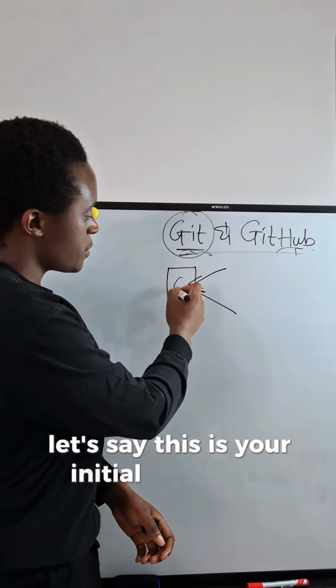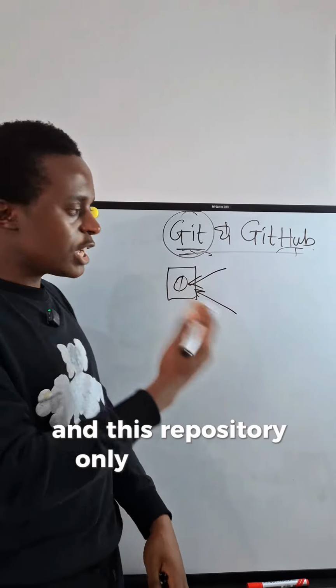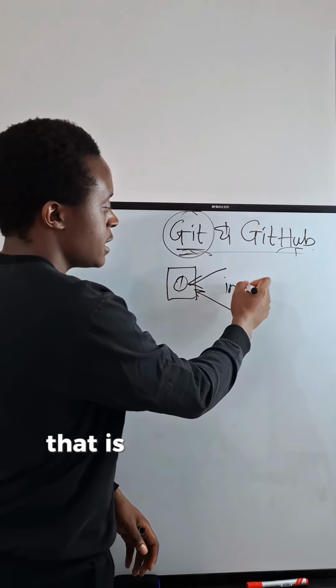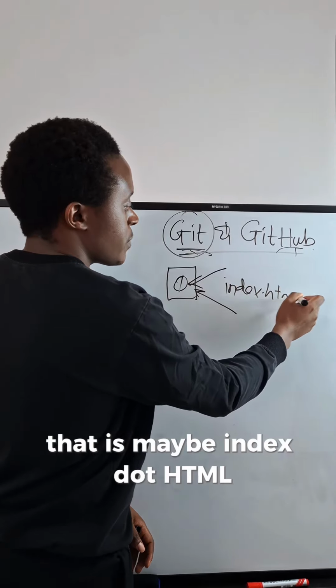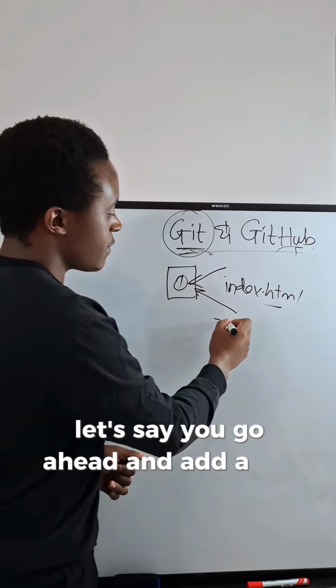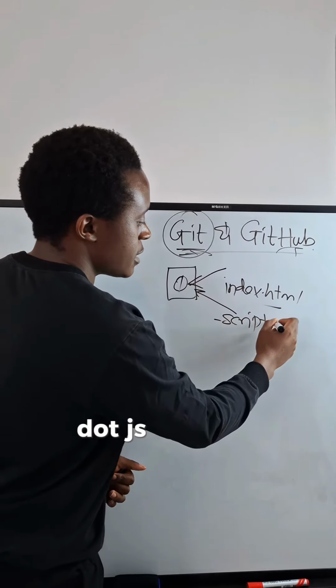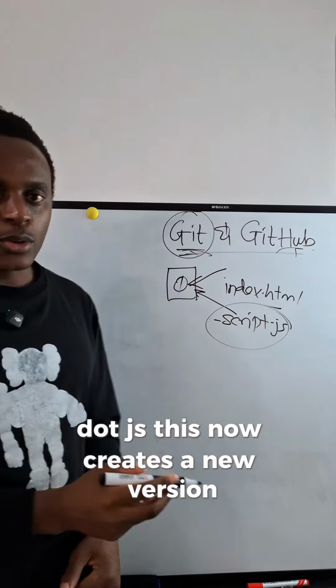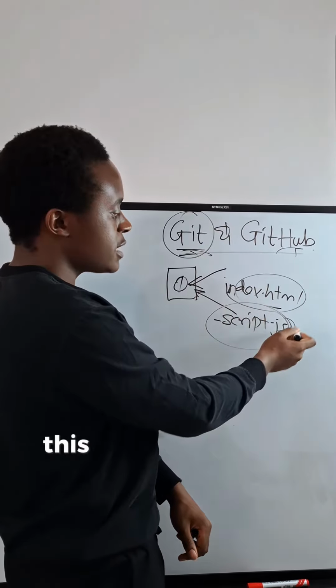You can think of the initial repository that you set. Let's say this is your initial repository, and this repository only contains a single file that is maybe index.html. If you go ahead and include another file, let's say you add a file known as script.js, this now creates a new version. What you had initially was a different version, this is a new version.